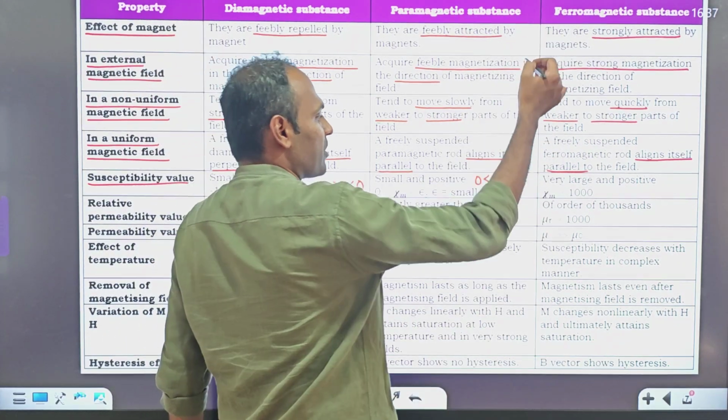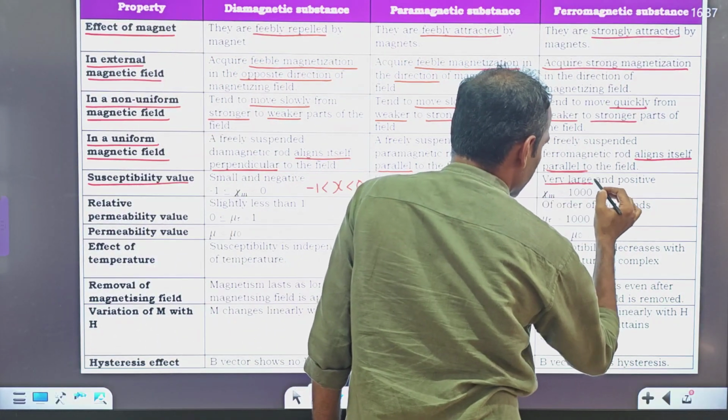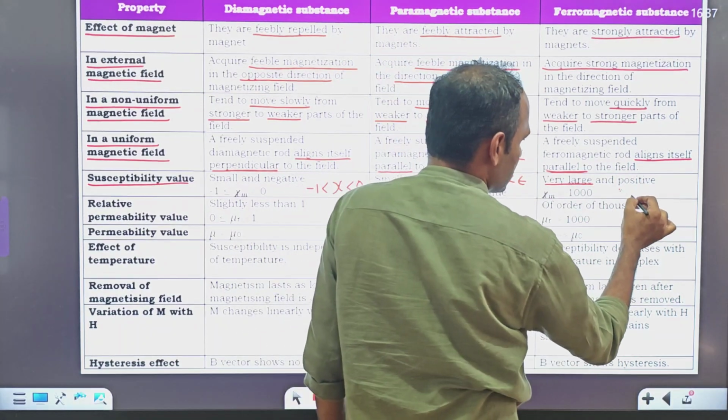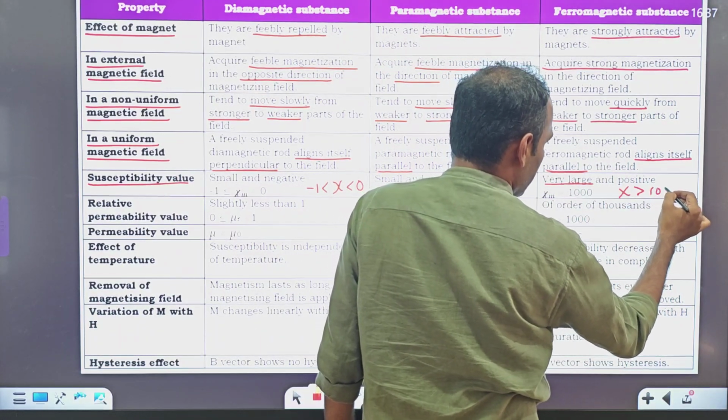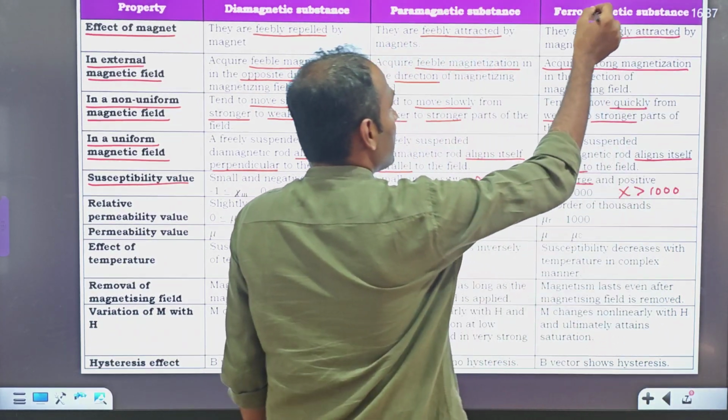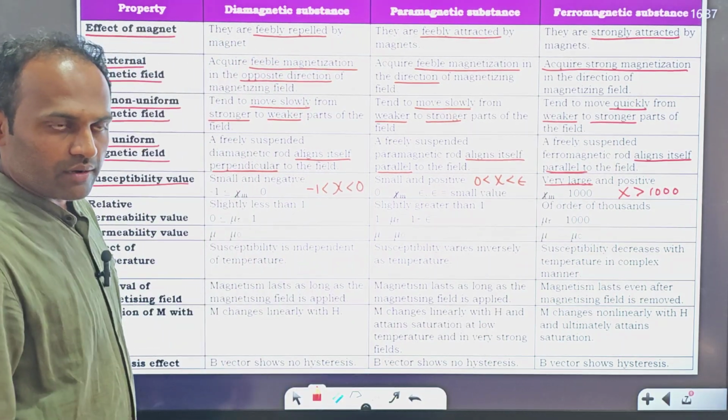And ferromagnetic material susceptibility is very large. It is greater than 1000. That's why we say it is the strongest magnetic material.